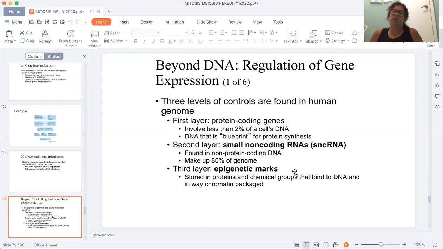And then we have a third layer, which is epigenetics. So it's just stored in proteins and chemical groups that are bound to our DNA. Epigenetics is a big field that's going on right now because we're seeing what our parents have carried on and their grandparents are carrying on, what has been tagged to our DNA or bound to our DNA for generations, and this can influence our health.